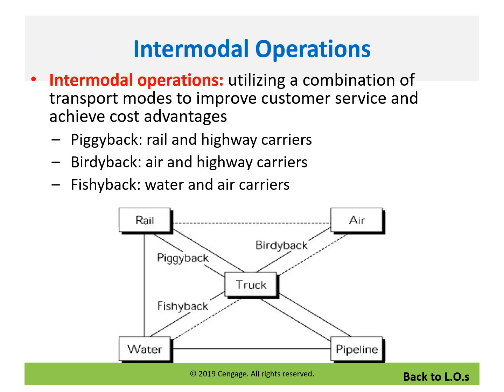We have intermodal operations, which means utilizing a combination of transport modes to improve customer service and achieve cost advantages. First, we have piggyback. These are land-to-land intermodal operations such as railroads, then to highway carriers. Next, we have birdieback. Birds fly, so air transport, then received by highway carriers. Then we have fishyback. Remember, fish swim, so transport by water via boats or ships, then received by air carriers or motor carriers.